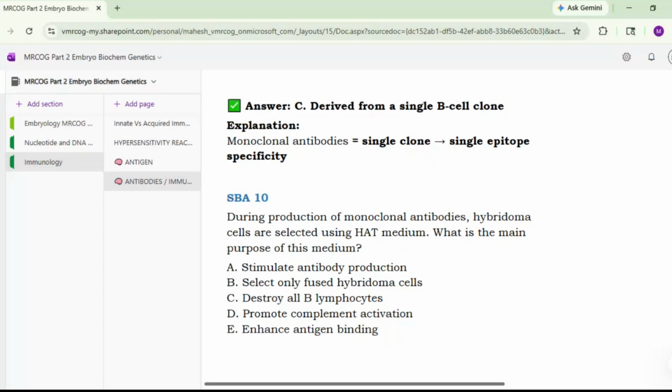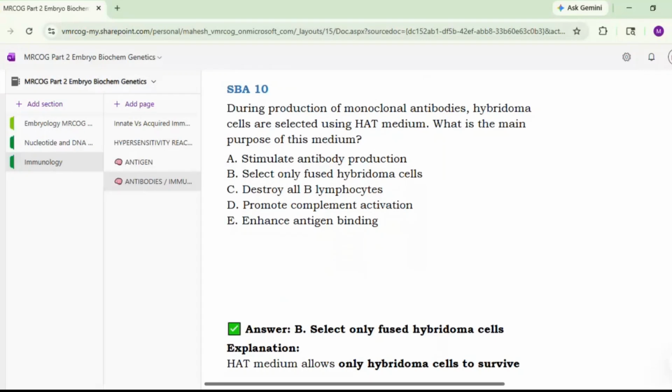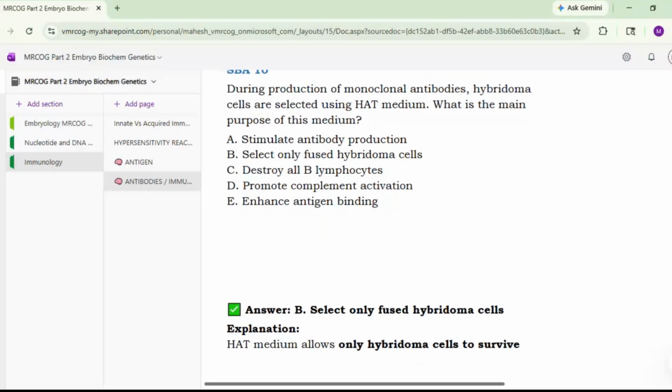HAT medium we have seen, no? Yes, sir. Hypoxanthine, aminopterin, thymidine. It selects only fused hybridoma cells. So HAT medium allows only hybridoma cells to survive. The rest will not survive. Unfused B cells and myeloma cells will not survive, but the myeloma cells fused with B cells will survive.